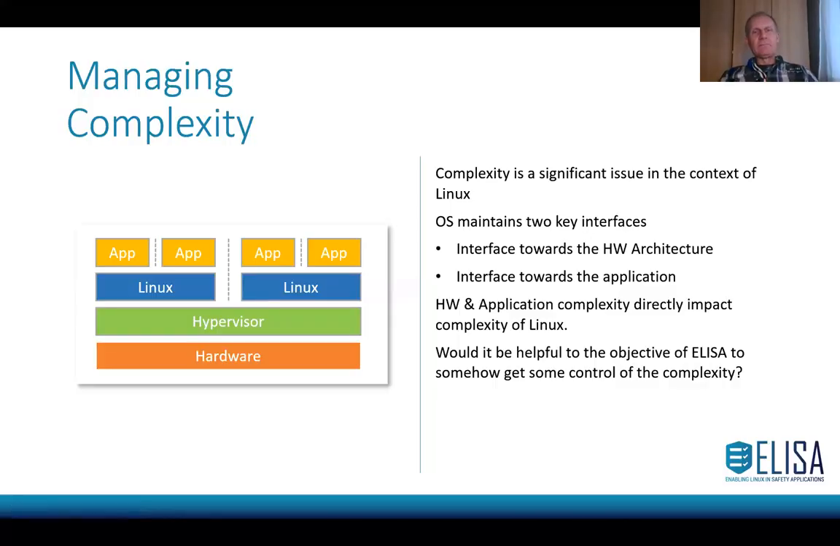So one of the big challenges in enabling Linux for safety critical applications, and pretty much for any system, is always managing complexity. The complexity is a significant issue, and it's one that we really struggle with on a daily basis, because if you look at the position that an operating system takes in a complete system context, then you will see that the operating system on the one hand provides an interface towards the hardware architecture.